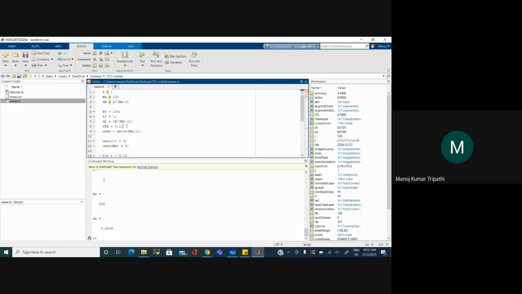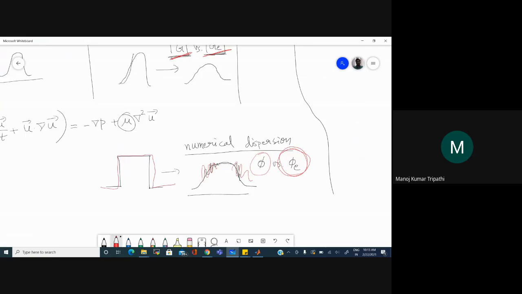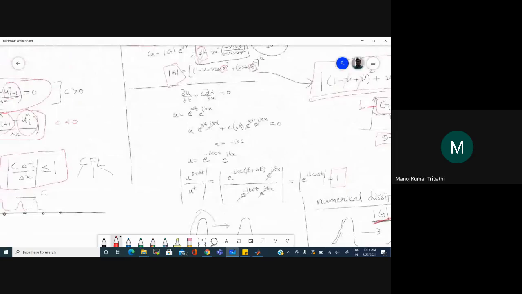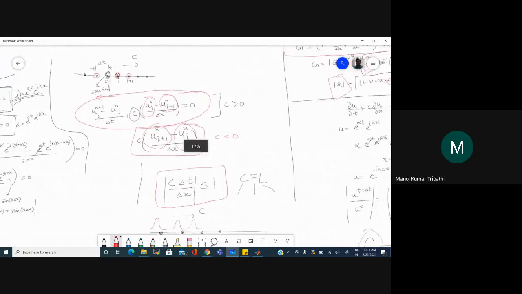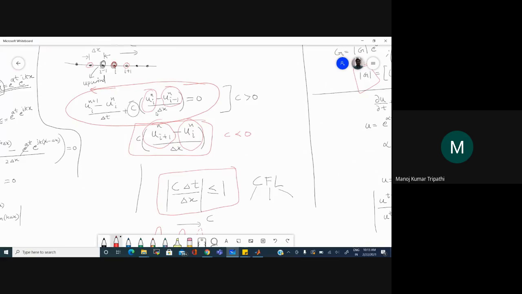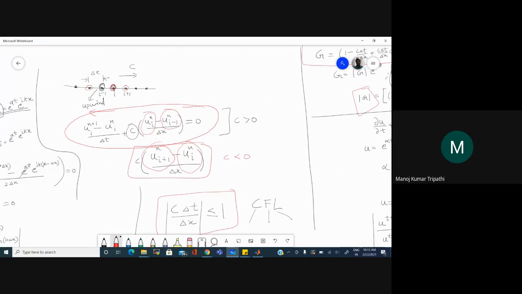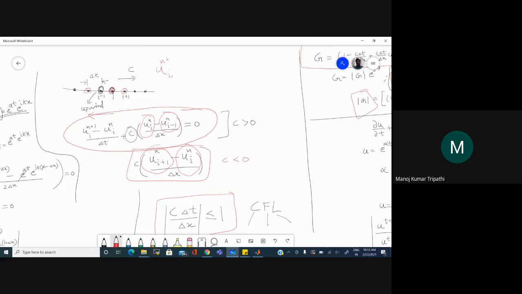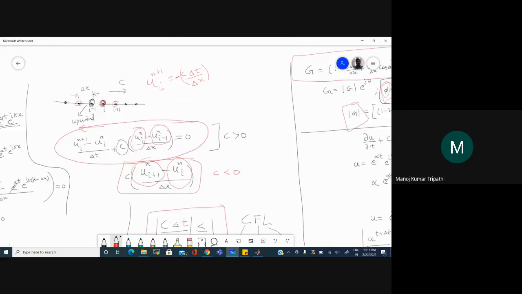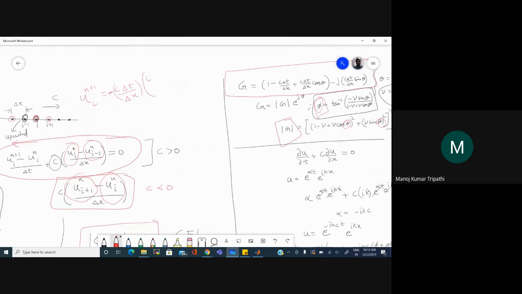CFL number, which is C delta t by delta x, because that's what appears in the equation. Let me go back to the equation here. Yes. So if you take everything to the right hand side here, you get u_i^(n+1) equal to c delta t by delta x, negative of that because we took it to the right hand side, and then (u_i^n minus u_(i-1)^n). There is no division here, we already took delta x outside, and plus u_i^n.